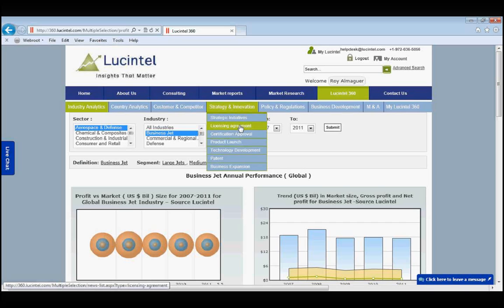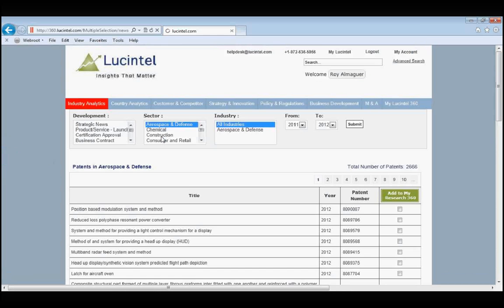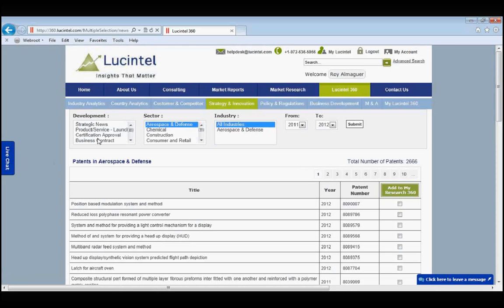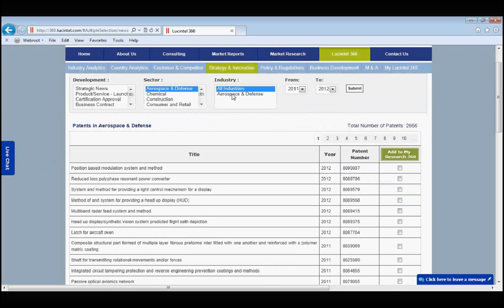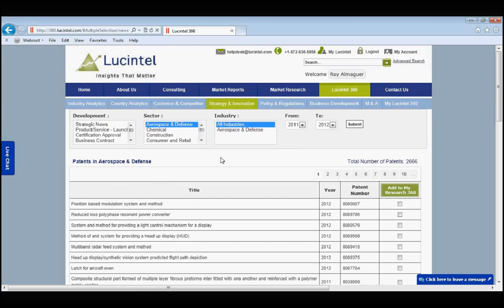In terms of strategy and innovation, you could look at what potential strategic initiatives are going on, any licensing agreements. What I like to look at here quickly is the number of patents. So when you're looking at new industries and you wanted to know, again, the number of patents filed, you can simply go into My Lucintel 360, sort it by industry and sectors, and this is what it'll pull up. Again, we're in aerospace defense and position-based modular systems and method. Here is a patent. There's a patent number, the year it was filed. Now this Add to My Lucintel 360, you can select which ones are pertinent, and again, it will upload it to your research here and just give it a nice little place for you to look up future information.